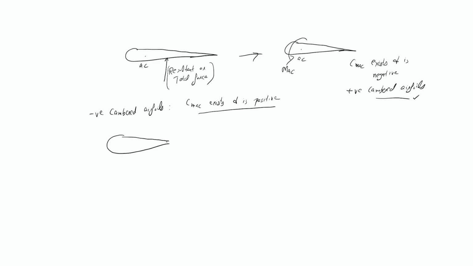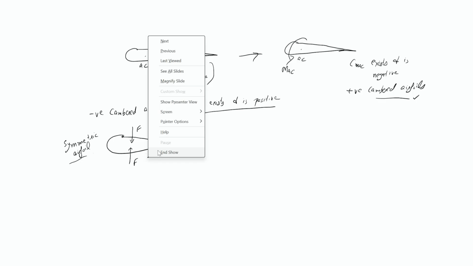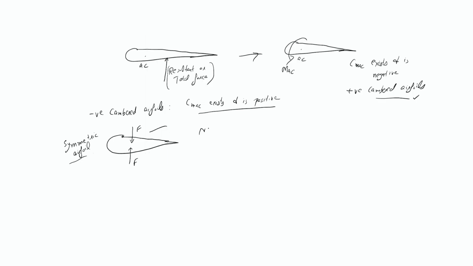Alright. What about the symmetric airfoil? I have discussed this before, so let me just refresh your memories. This is the symmetric airfoil. Exactly at one point, this will be 1/4. Exactly at the same point, there will be another force acting. These will cancel out each other. The pressure distribution over the top surface and the bottom surface, after integration, acts at the same point, and hence there is no couple.